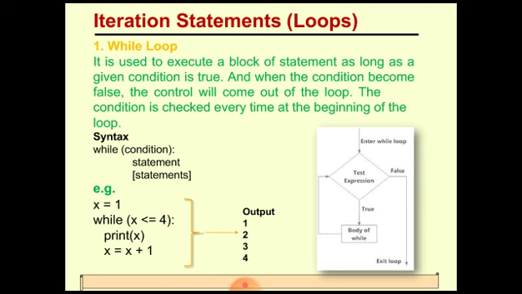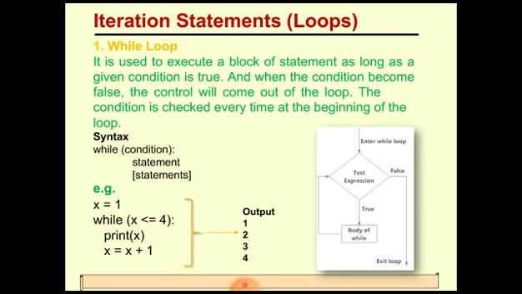So what it actually does is execute a block of statements as long as the condition is true. Before entering the loop, we are checking some condition. As long as the condition is true, the loop will continue to execute. As soon as the condition becomes false, the control will come out of the loop. It means that the loop will end.